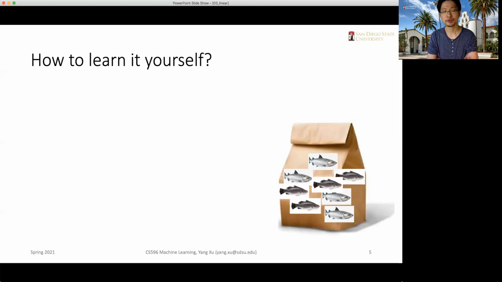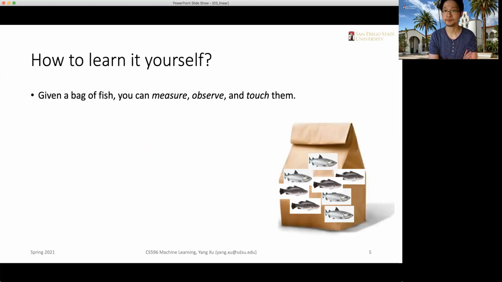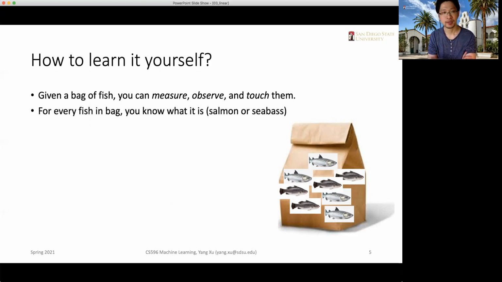If you want to learn it yourself, maybe you gather a bag of fish, and you can use a tool to measure, observe, touch, or smell. For every fish in the bag, you know what it is. That's what it means to have data. Those data are labeled. You are told by experts, by fishermen, what each fish in that bag is. It is labeled as a salmon or sea bass. That is the basis for learning. We call this bag of fish your training data.